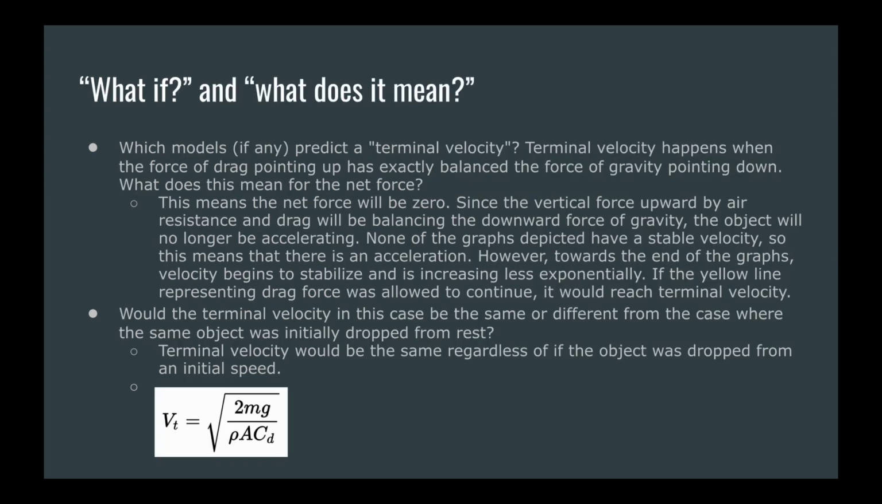If drag force is balancing out the gravitational force, it means that there is no net force acting vertically on the object. This is because drag force is upwards and gravity is downwards, so if they are of the same magnitude, they'll balance each other. None of this graph shows a stable velocity, which would be the case if there was no net force. However, as the slope of the position time graph starts to stabilize at the end of the drag and gravity graph, it is approaching terminal velocity and likely would have reached it if it was allowed to continue falling.